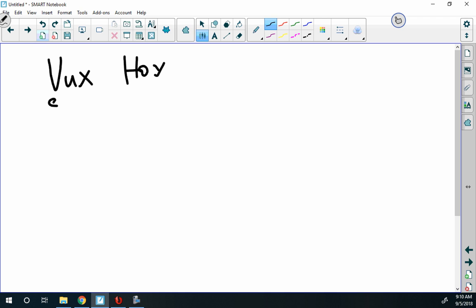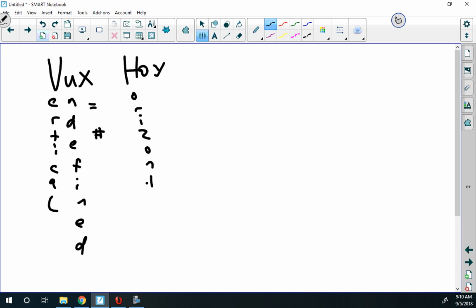You ever hear of this thing? Vuxhoi means that vertical lines have a slope that's undefined. The line itself's not undefined, but its slope is. And x equals some number is the equation of it, right? So the first thing says this kind of line. The second thing says this is the deal with its slope. The third thing says this is the deal with its equation. So it says horizontal lines have a slope of zero, and y equals some number is the equation.